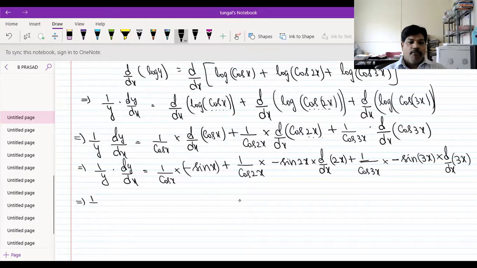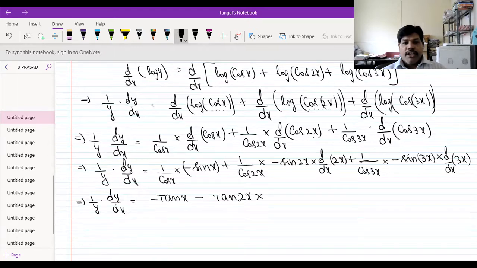So 1 by y into dy by dx is equal to what happens here. So minus sin x by cos x. Minus sin x by cos x is nothing but minus cot x. Minus, not the cot x, it is the minus tan x. Okay. So this is a minus tan x. Here minus sin 2x by cos 2x is minus tan 2x into derivative of 2x.